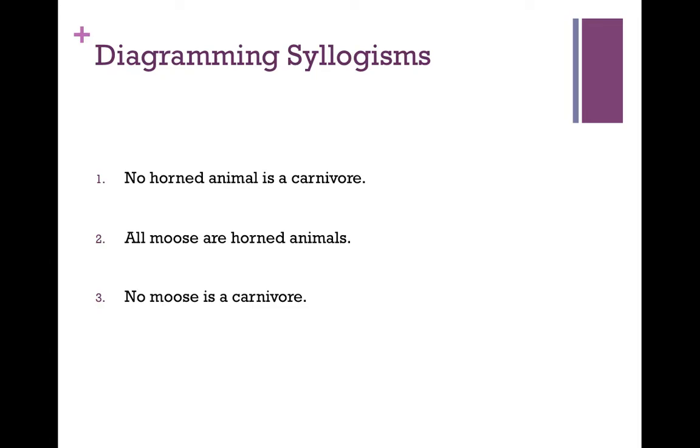In the last video lecture, we learned how to use Venn diagrams in order to prove whether or not a categorical syllogism is valid or invalid. In this lecture, we're going to look at this in more detail and survey some more complicated examples.